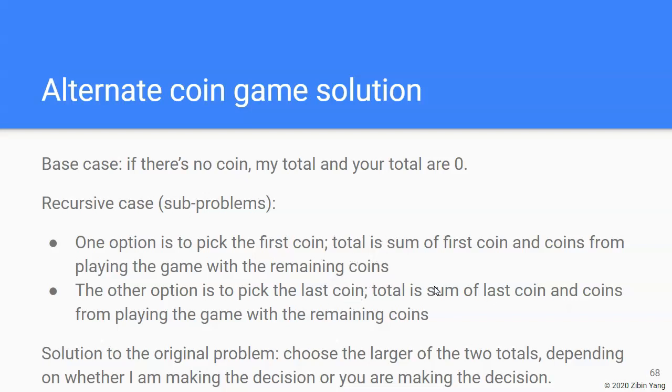So now we're going to have two totals, and then the solution to the original problem, which is like, should we pick the first coin or should we pick the last coin? Well, given the two totals, then the choice is simply to pick the larger of the two totals, right? Then we know whether we should pick the first coin or the last coin. Now, it is slightly more complicated than that, because depending on whether I am the one making the choice or you're the one making the choice, then we would try to maximize a different total, either my total or your total.